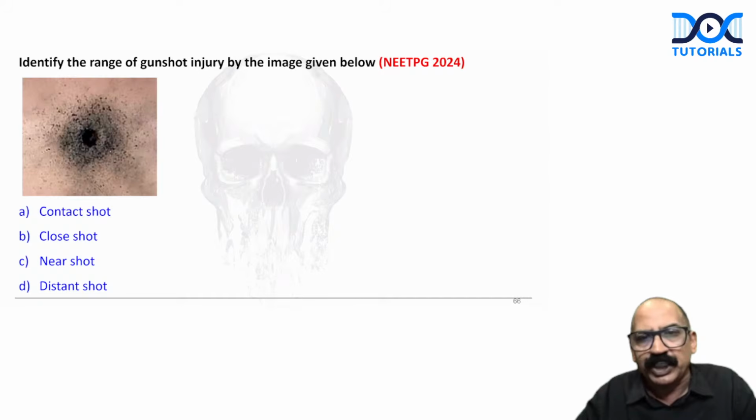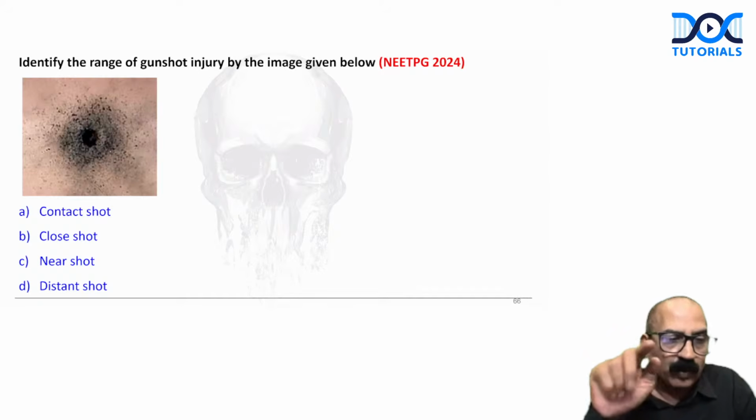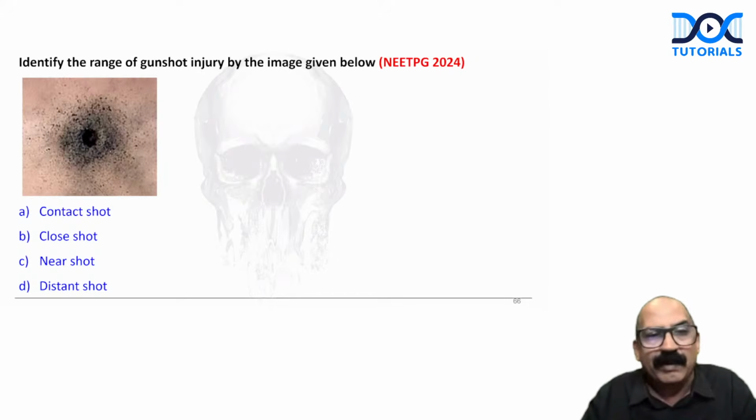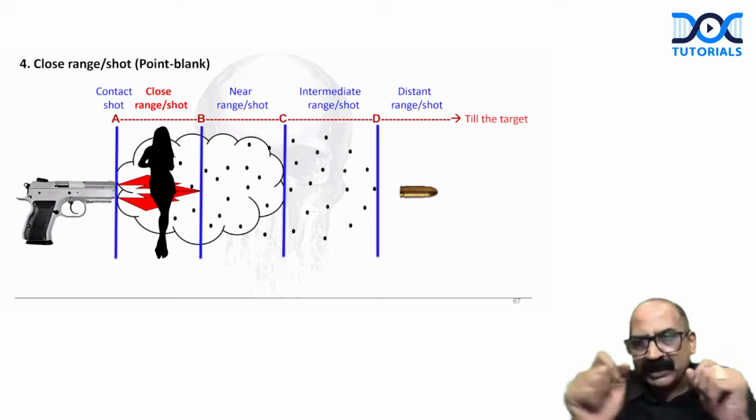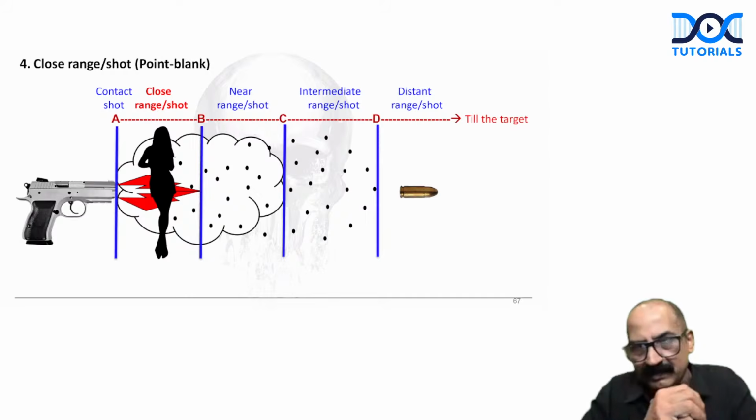Identify the range of gunshot injury by the image given below. Asked in NEET PG 2024. We can see the wound of entry surrounded by tattooing and blackening. It is a case of near shot. Okay. Number 4, close range or close shot. Now you have become master. You know very well, there will be wound of entry plus tattooing plus blackening.